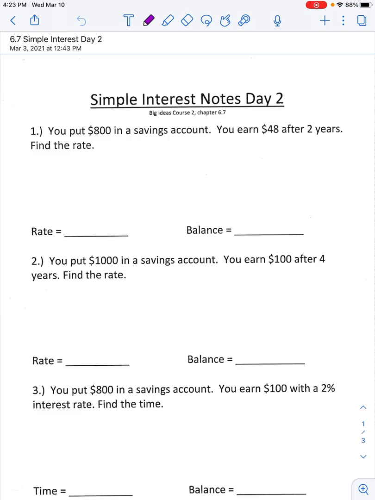Number 1, you put $800 into a savings account. You earn $48 after 2 years. Find the rate. On day 1 we were just finding the interest. Now we're going to be finding the rate, the time, the interest, or the principal. Always start with your formula. I equals PRT. Let's substitute in what we know.